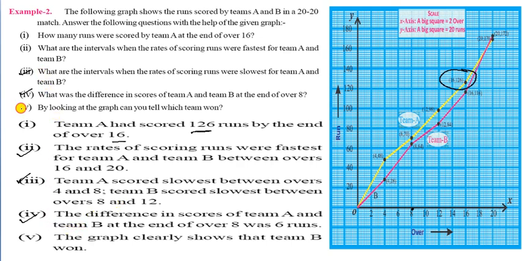Now the fifth question. By looking at the graph, can you tell which team won? Which team won? How can you say? The graph is clear, so that the team B won. So team B won. You can see here team B is the higher. So that will be your answer. So you can write in your copy. Let us see the next one.